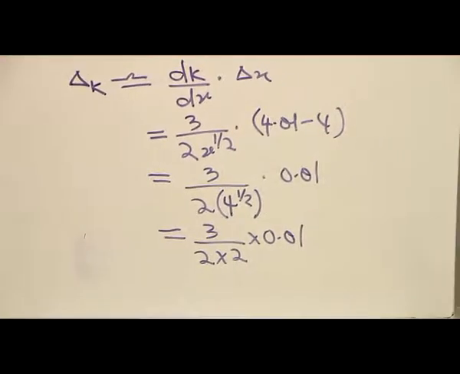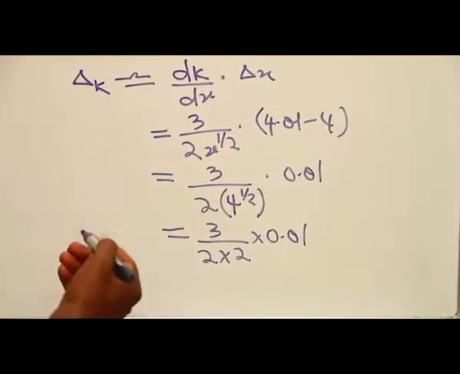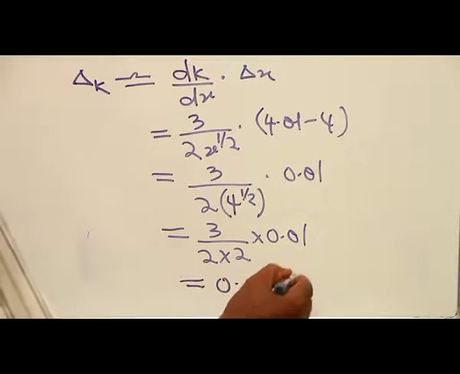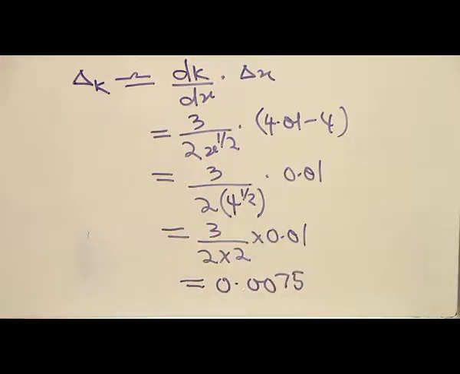So let's see what will happen. We'll have this to be equal to 0.0075. If you simplify this, recall that this is 3 over 4 times 0.01. And that is 0.75 times 0.01 to give you 0.0075 as the approximate increase in the value of k.